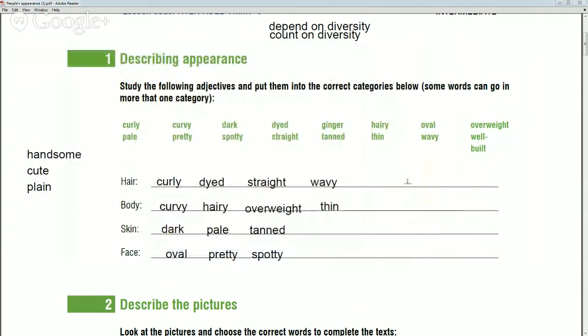Okay. So, well built. I already talked about that. Do you know where that would be? Body. Yes, well built body.